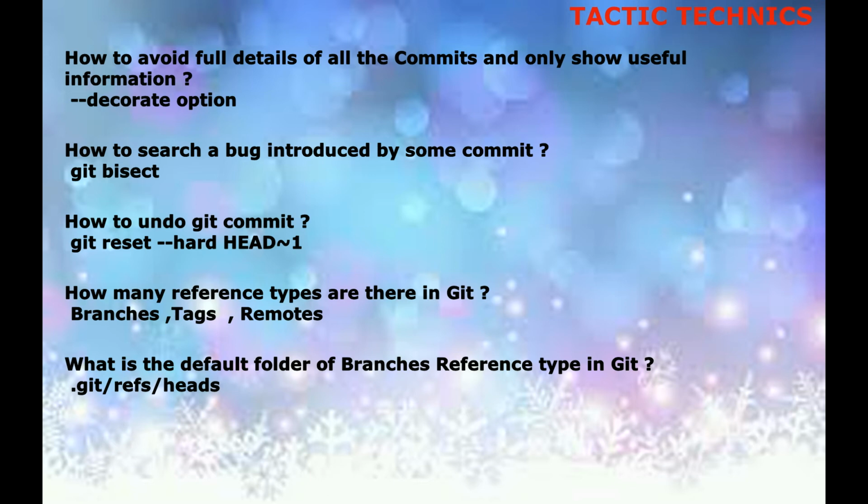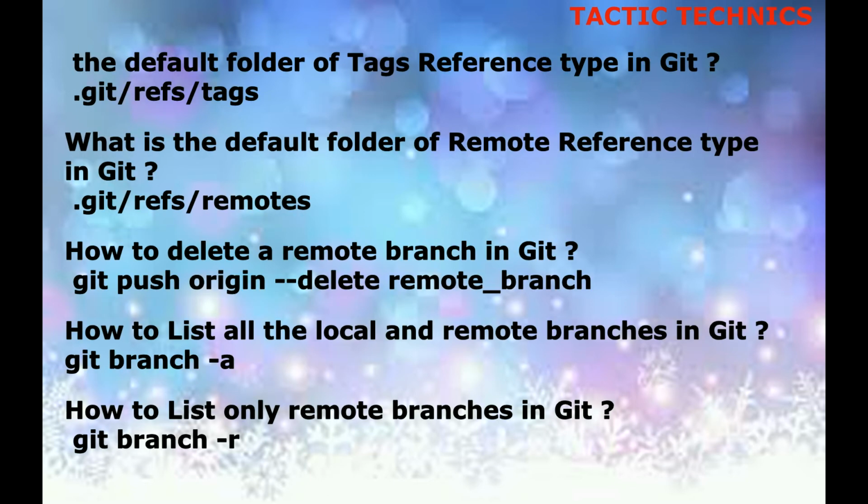How to undo a git commit? git reset --hard HEAD~1. How many reference types are there in Git? Branches, tags, remotes. What is the default folder of the branches reference type in Git? .git/refs/heads. What is the default folder of the tags reference type in Git? .git/refs/tags. What is the default folder of the remote reference type in Git? .git/refs/remotes. How to delete a remote branch in Git? git push origin --delete remote_branch. How to list all the local and remote branches in Git? git branch -a.